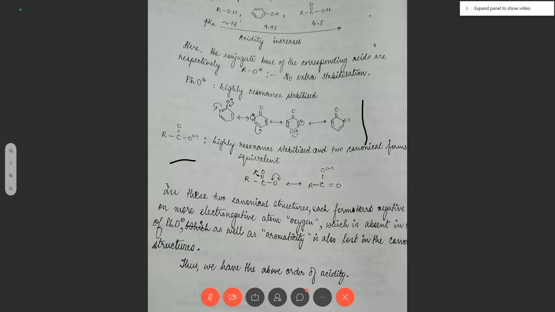In PhO minus, we lose aromaticity as well, and the negative charge comes over the less electronegative carbon atom. That is why the phenoxide ion is less stable than the carboxylate ion. So carboxylic acid is more acidic than phenol. This type of question can be asked, or chloroacetic acid, monochloroacetic acid, dichloro, trichloro, this type of question from acid-base.